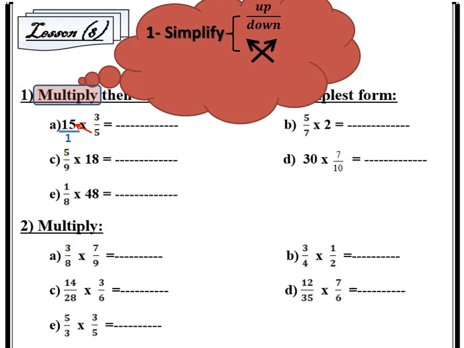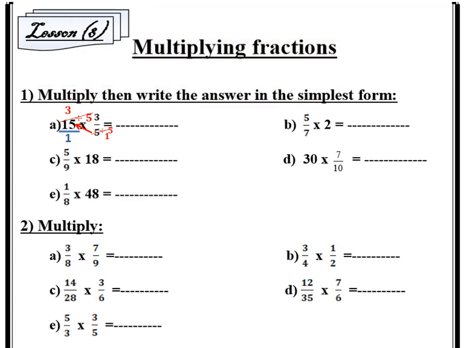So now, simplifying by the cross way, 15 and 5 are together in table 5. Divide by 5 up and down. 15 divided by 5 is 3. 5 divided by 5 is 1. Then multiply, up times up, down times down. 3 times 3, 1 times 1, 9 over 1, which is 9.